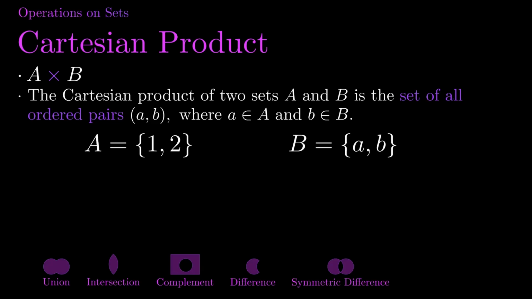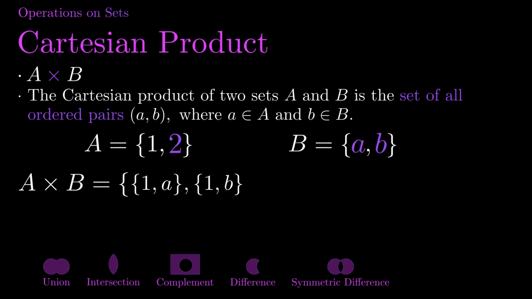Example, let's use a simpler A for this one. A equals {1, 2}, and B equals {a, b}. To find A times B, you take the first element of A, which is 1, and pair it with every element in B. That gives us (1, a) and (1, b). Then you take the second element of A, which is 2, and pair it with every element in B. That gives us (2, a) and (2, b). You put all those new pairs into a set.